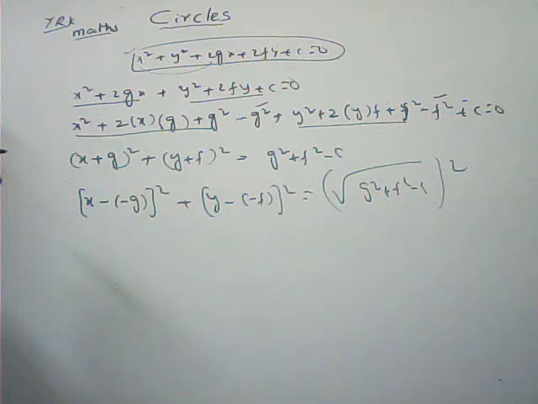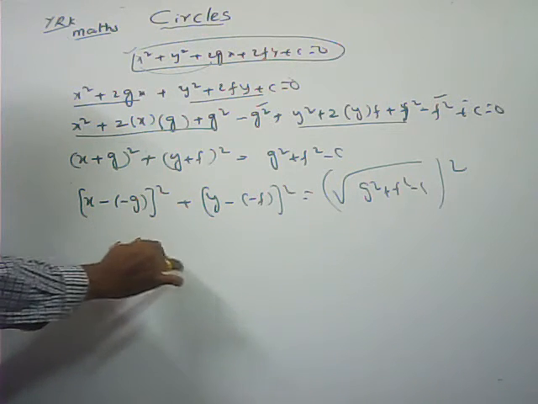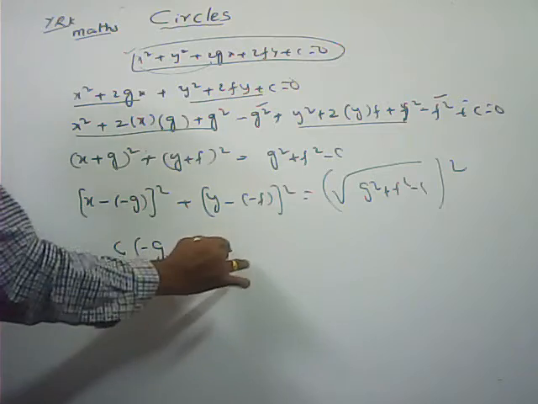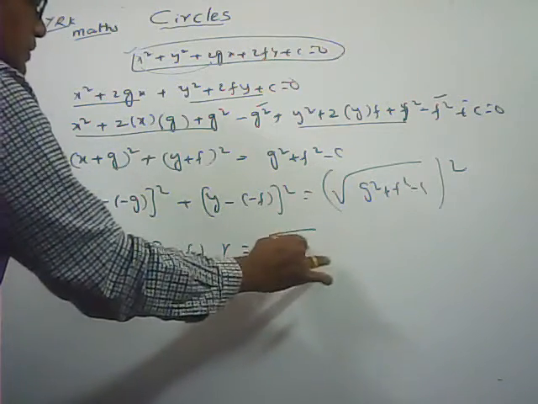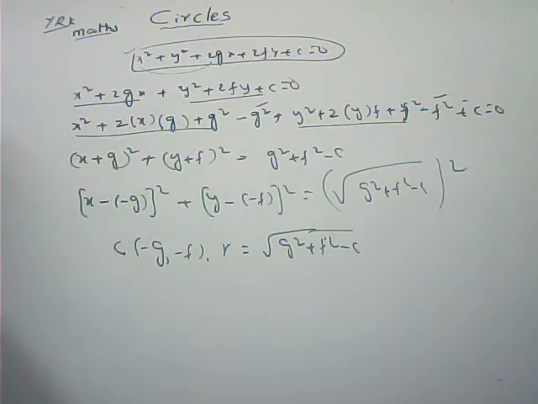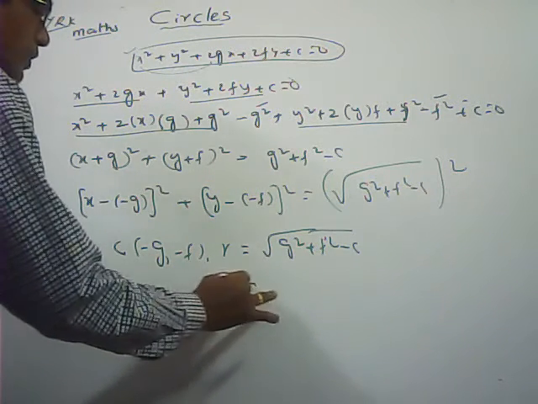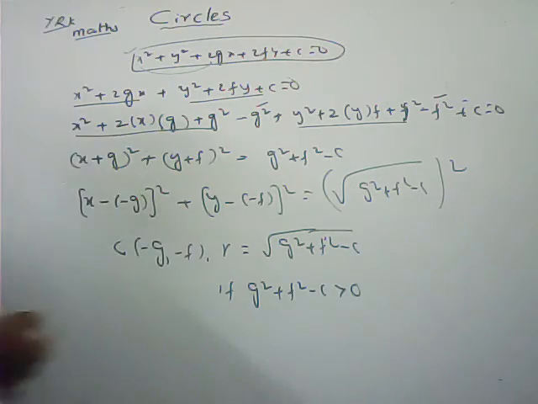Now comparing with the standard form, (x minus a), here the center is (minus g, minus f) and the radius is root of g square plus f square minus c. This is the center and that is the radius. If the general form of the equation of the circle is given, we can write the center and the radius. Now here, if g square plus f square minus c is greater than 0, we can get the real circle.